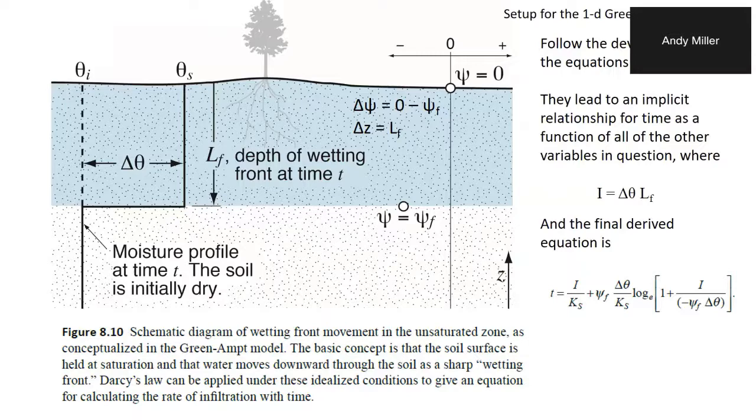So the change in psi is the change between 0 here and psi sub f here, right? So if delta z is L sub f, and delta psi is 0 up there minus psi sub f down here, then you can actually develop a formula. If we go back to the textbook, I've got it in there.